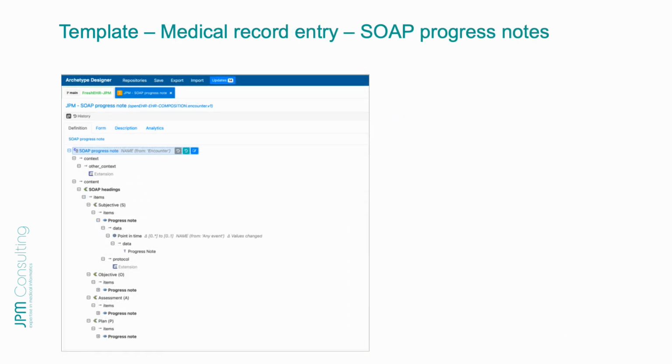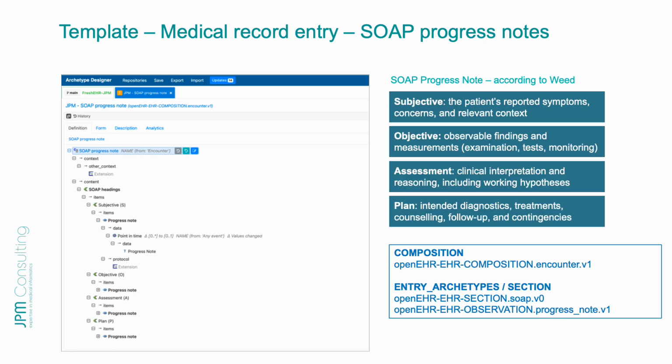We won't go into all medical record entry templates in detail, because they follow familiar openEHR modeling patterns. The one exception is the progress note, because it plays an important role in an episode-oriented record. In this approach, progress notes follow the SOAP structure as described by Weed: subjective, objective, assessment, and plan. It's a simple but powerful way to capture the clinical story: what the patient reports, what we observe, how we interpret it, and what we plan next.